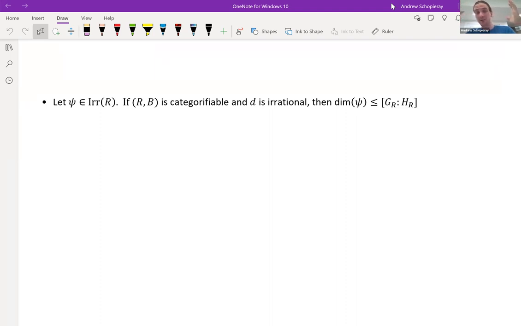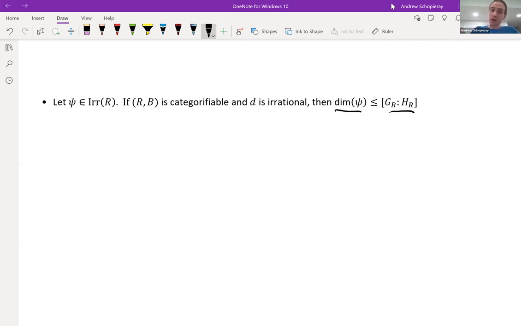So the fact is, if you take one of these irrational, so our quadratic is irreducible, two-dimension fusion rings, and it's categorifiable, then the dimension of your irreducible representations are bounded by the index of the stabilizer. Okay. So on a representation theoretic level, our categorifiable fusion rings are very constrained. And you can see if G and H are the same group, you retrieve that original statement about our near group fusion rings. Okay.